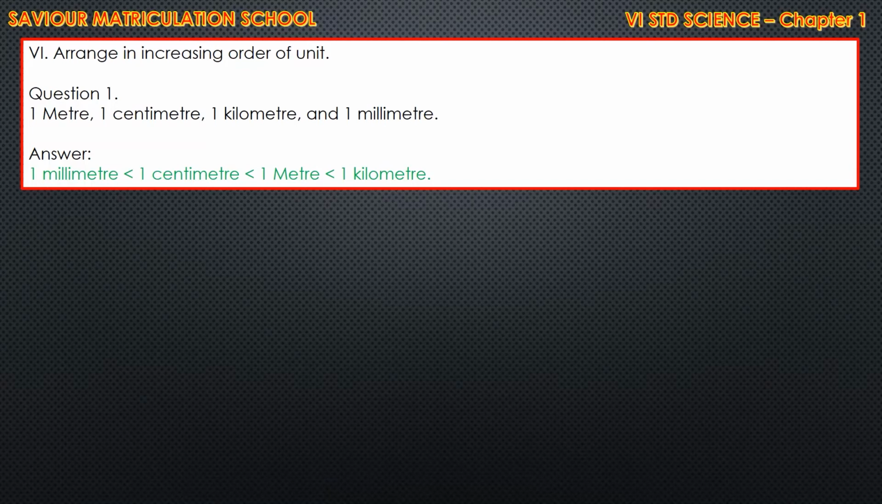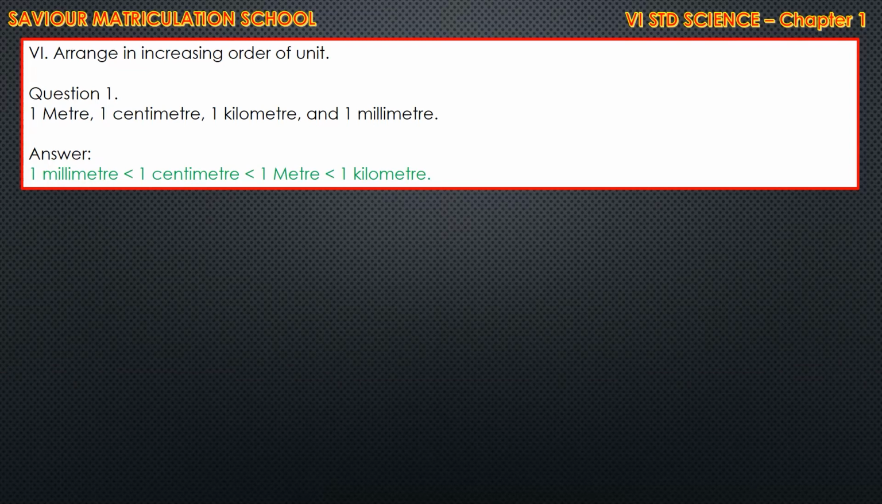Then Roman number 7 in the book children, that is arranged in increasing order of unit. The question asked here is, you have to arrange in the increasing order of unit. So they have given 1 meter, 1 centimeter, 1 kilometer and 1 millimeter. So you have to arrange in the increasing order, that is 1 millimeter, 1 centimeter, 1 meter and 1 kilometer.